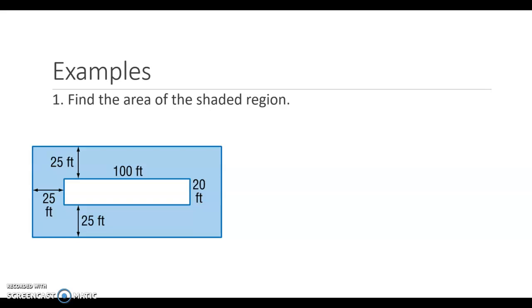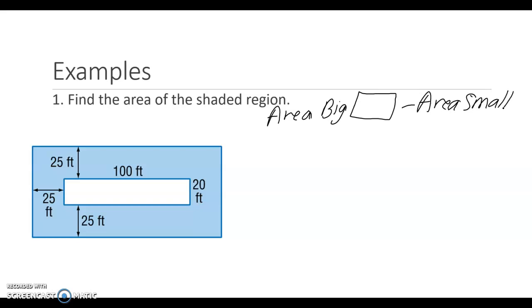When I look at this picture that's provided here, in order to find the area of just the shaded part, I'm going to be looking at taking the area of the bigger rectangle and then subtracting away the area of the smaller rectangle. That way it just gives me the shaded part. So let's start by looking at the bigger rectangle. So area of a rectangle is length times width.